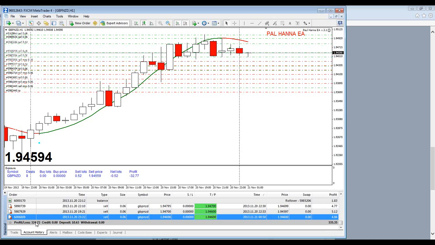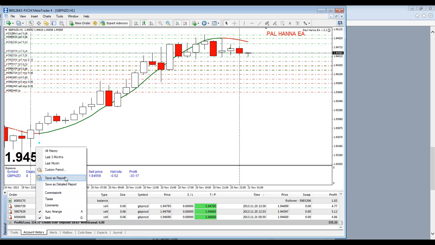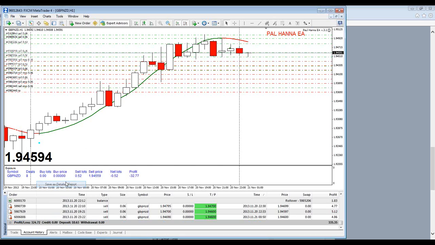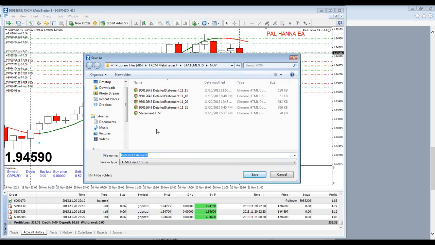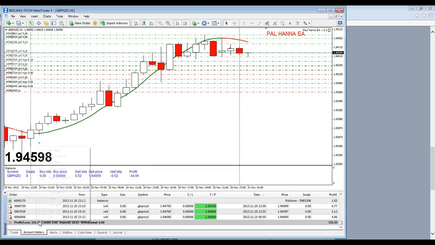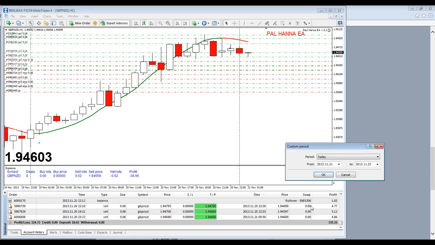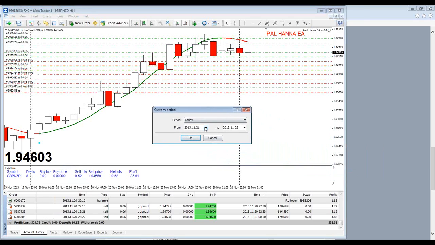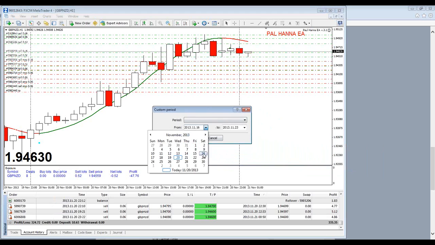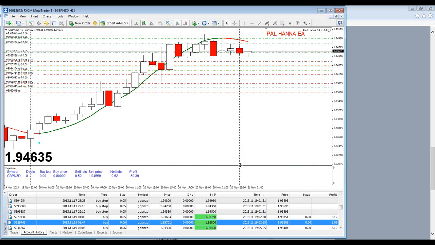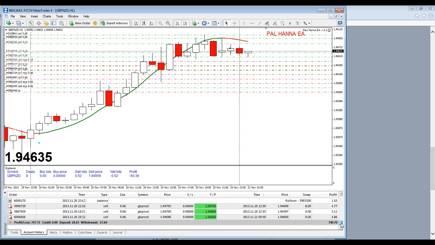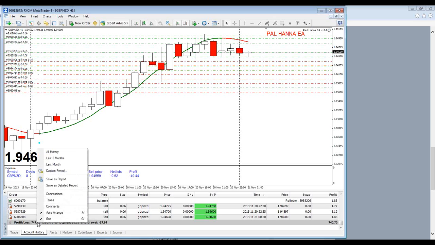To run the report here, let's see if I can run the report or save as report, detailed report. And this one, let me go for this week only, custom period. After I withdrew this money, I left $4,000, and then I started running this again, and till today, yeah, $747 profit we have made in the last 3 days. Let's go and see the report.